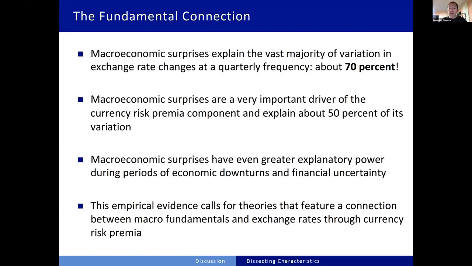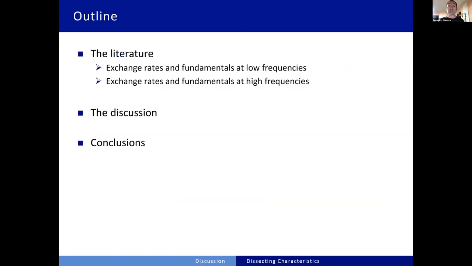During downturns and when financial uncertainty is high, this explanatory power is even larger. And this has important implications. It calls for theories that feature a connection between macro fundamentals and exchange rates through the currency risk premium. Here in this discussion, I will focus mainly on the first finding, because it's very, very important. This 70% ability of macro surprises to explain exchange rates.